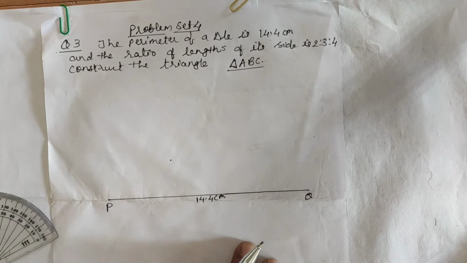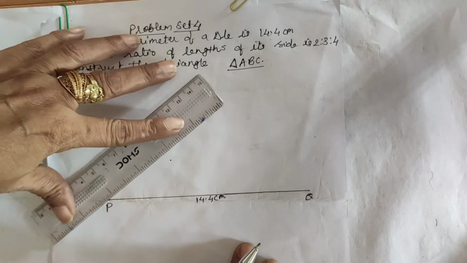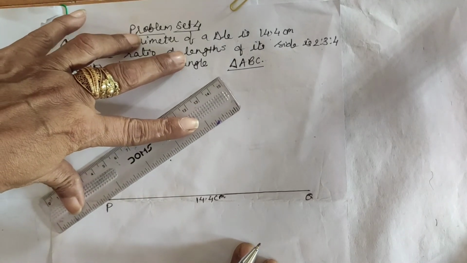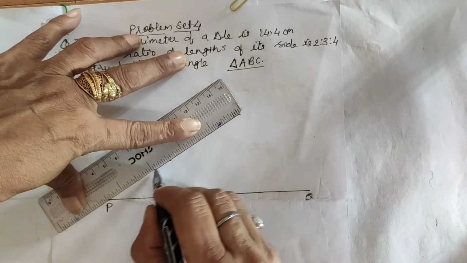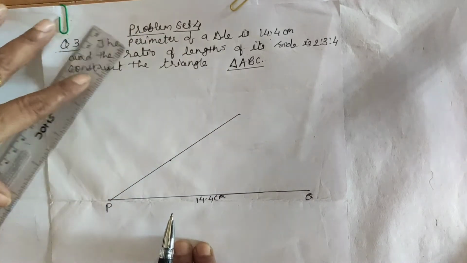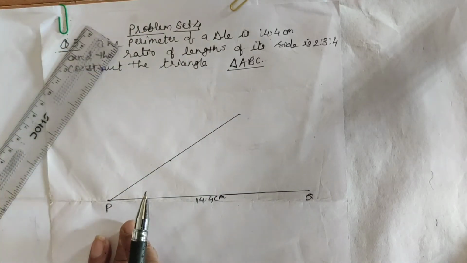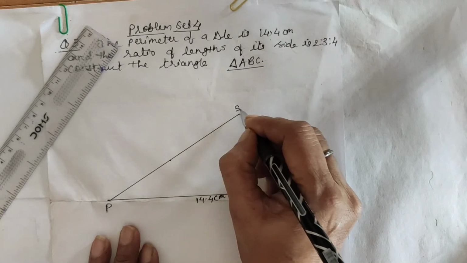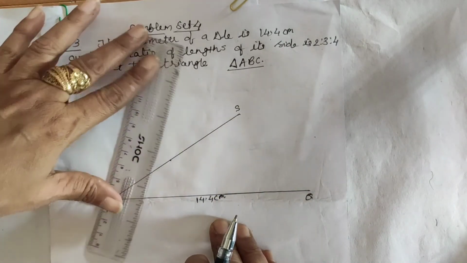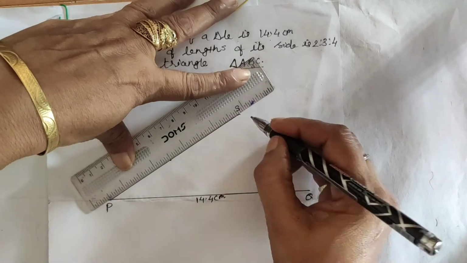Now draw a ray passing through this point. Extend the ray, and the name of the ray is PS. This is any other point I am taking as S. Okay, let me extend it more.